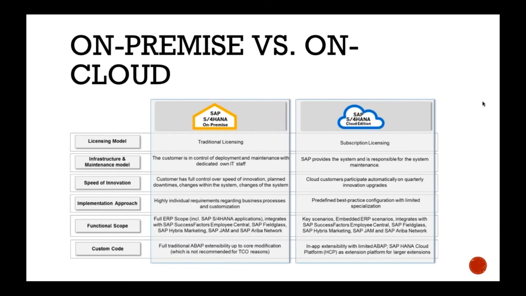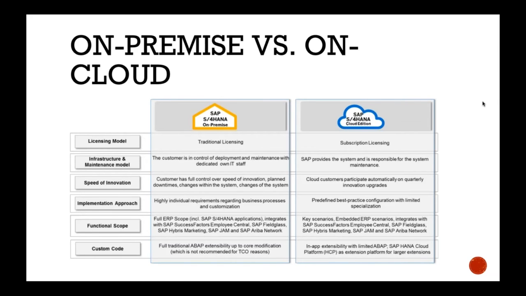Similarly, in SAP S4 HANA Cloud, you will not find all the functions which are available on-premise, because Cloud Edition is a subset of on-premise. Okay, so whatever functions are available in on-premise, it is not necessary that those functions are available on cloud. Okay, so it is subset. Coming to the last one, custom code. So whether custom codes are allowed or not.